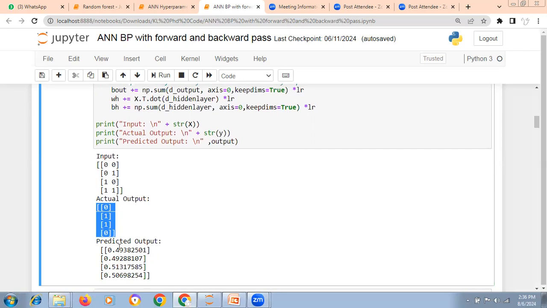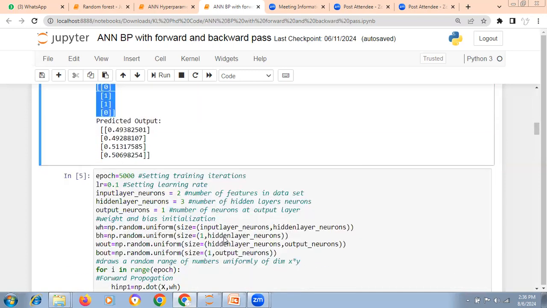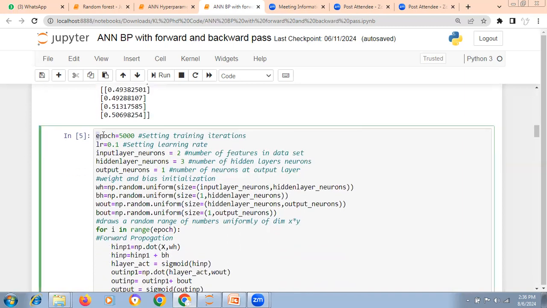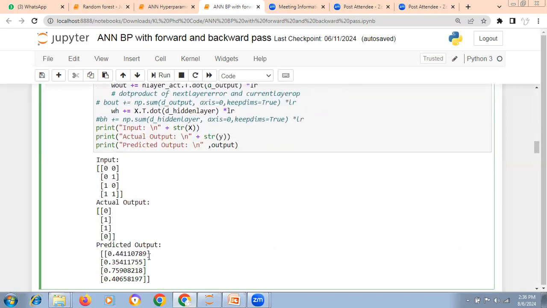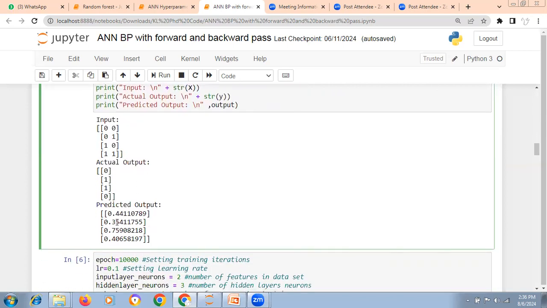But what you observe is that all the values are near to 0.5. This means whatever parameters I'm using are giving me a lot of loss. Now I should find the parameters which will take me close to 0 and 1. For that purpose, I will change the number of epochs from 1000 to 5000. Only this is the one change I am doing in this cell. The remaining code is the same. So here you can observe a little bit of improvement.